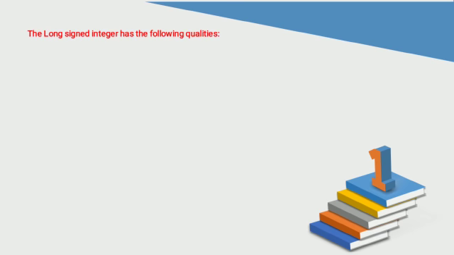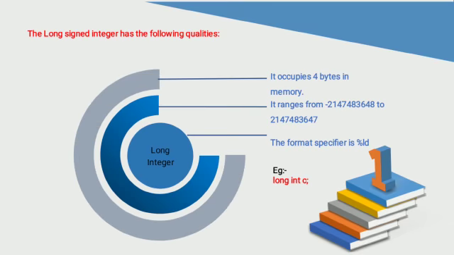The long signed integer has the following qualities. It occupies 4 bytes in memory. Since it occupies 4 bytes, 4 into 8 that is equal to 32 bits. So therefore, 2 power 32 divided by 2 gives this range for long signed integer. The format specifier is %ld. Example, long int c.